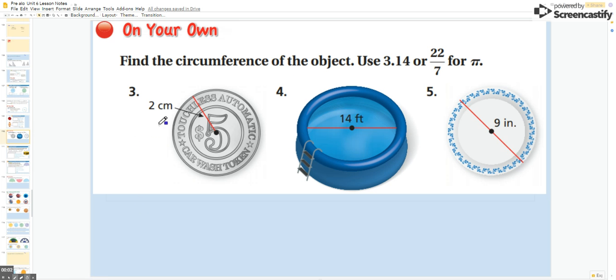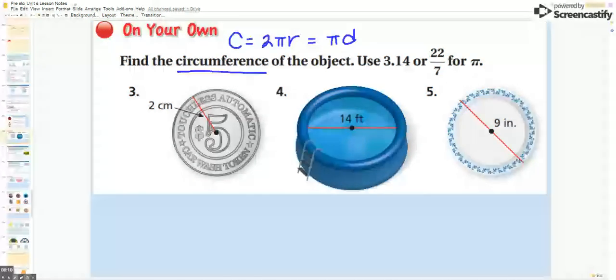All right, I need you to use this formula: C is equal to 2 pi r or pi d. And I need you to find the circumference of each object. So you may use 3.14 if you like decimal. You may use 22 over 7 if you prefer fraction, or if you have multiples of 7.